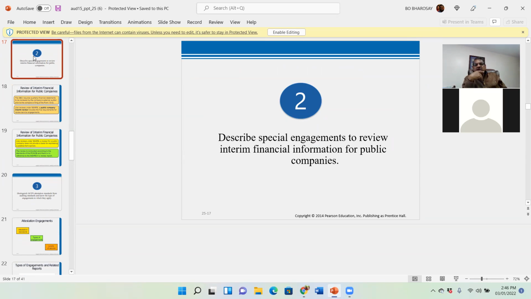Special engagement to review interim financial information of public companies. Again, this is going to be done on the quarterly financial statement. We may do a review. The annual financial statement, we have to do an audit. So we cannot get a review on the annual, but the quarterly we may do a review engagement.